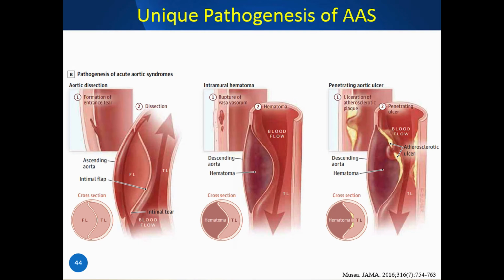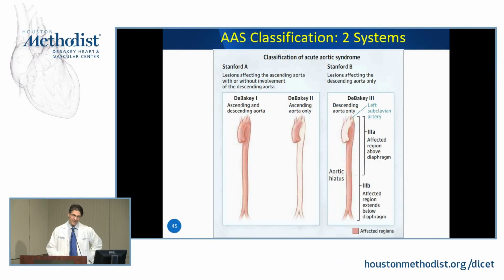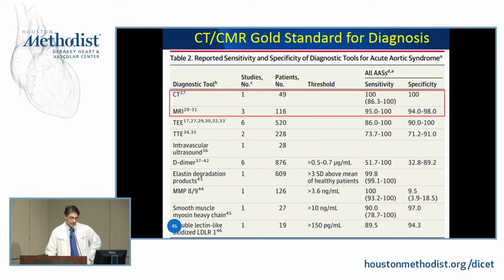Now, pathogenesis, we're going to be talking more about this, and I'm going to skip some slides so we can stay on time. It's important to know the classification of the aorta. There's the Stanford A, which involves the ascending, DeBakey type 1. DeBakey 1 is both involvement of the ascending and descending. DeBakey 2 is just limited to the ascending. Stanford B is just the descending, which is your DeBakey 3.